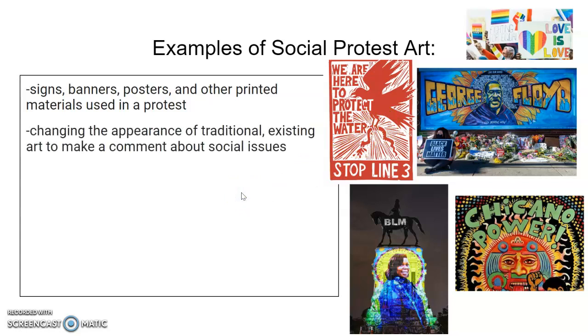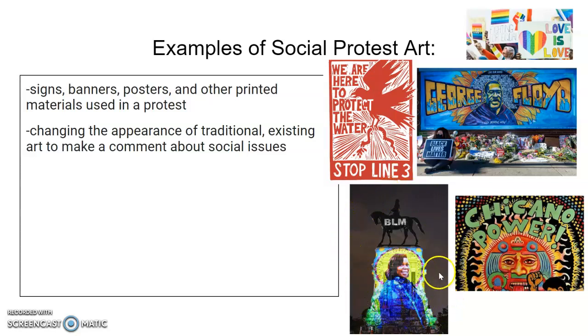Social protest art can also change the appearance of a traditional existing piece of art in order to make a comment about a social issue. So this one down here is a great example of that. This is a statue of Robert E. Lee, the leader of the Confederate Army from the Civil War. And this statue was in Virginia.